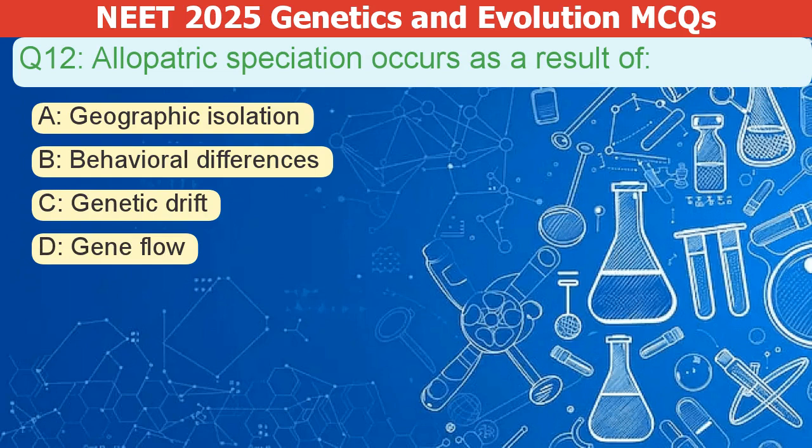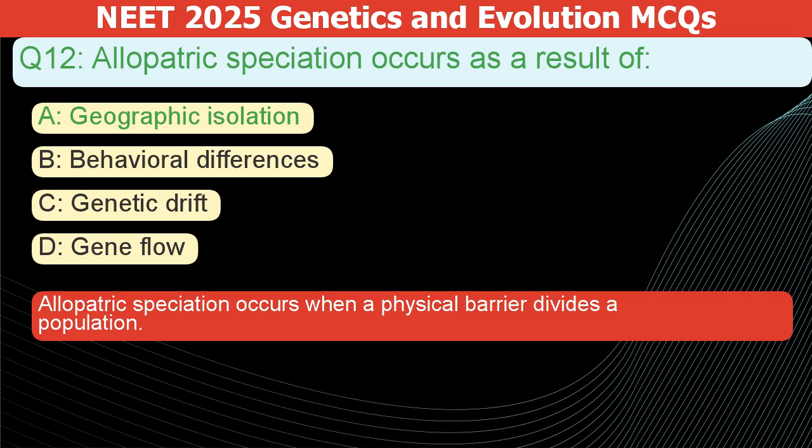Allopatric speciation occurs as a result of A. Geographic isolation. B. Behavioral differences. C. Genetic drift. D. Gene flow. The correct answer is A. Allopatric speciation occurs when a physical barrier divides a population.